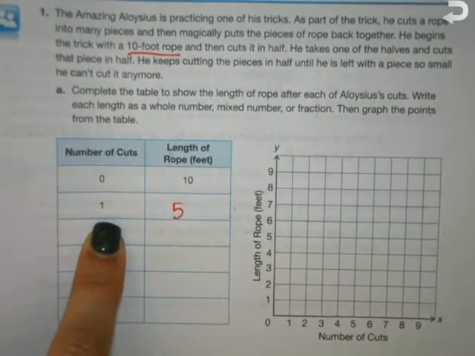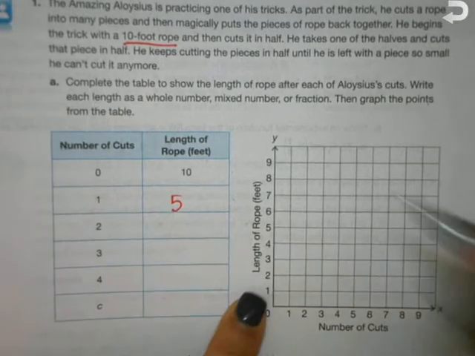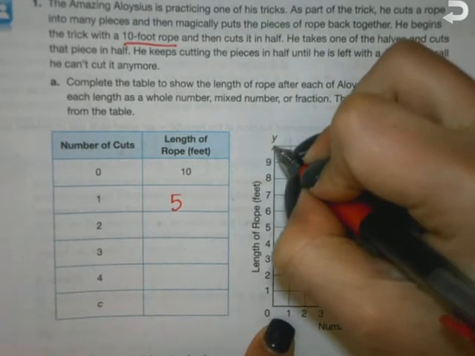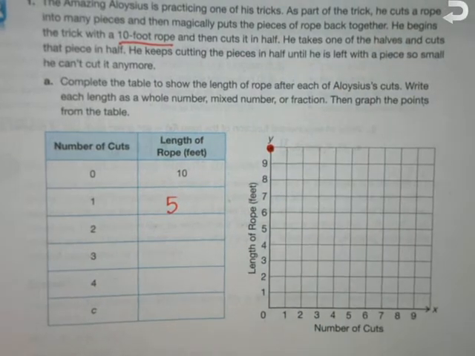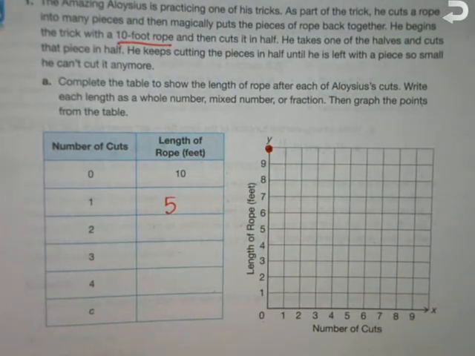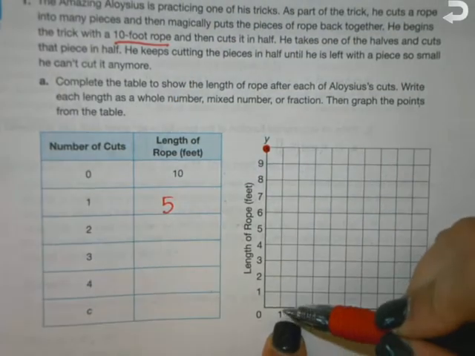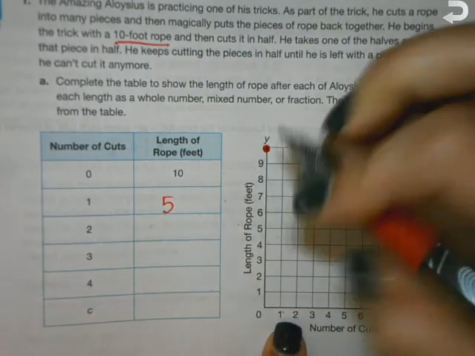Let's start graphing as we go. So 0, 10. So the number of cuts is 0, and the length of the rope is 10. So our first point is going to be right there. I think it's easier to graph as we go. When he makes 1 cut, so number of cuts is 1, the length of the rope was 5, so put a point there.